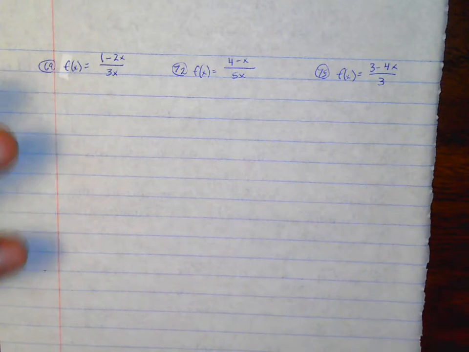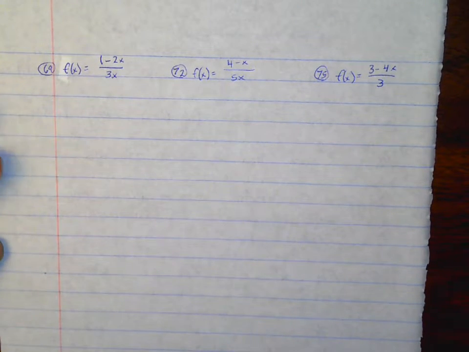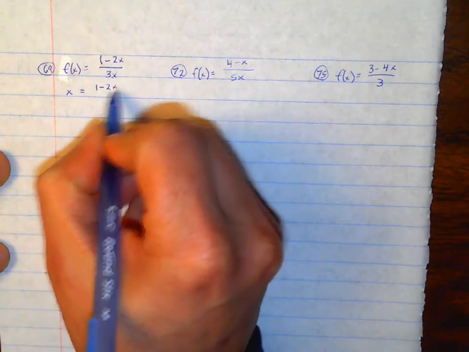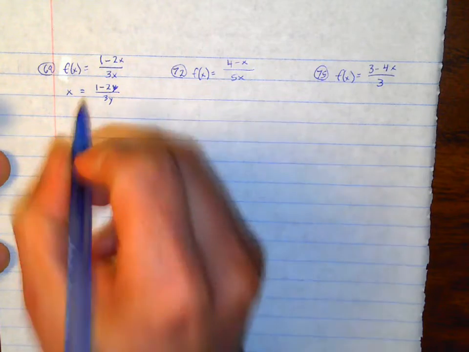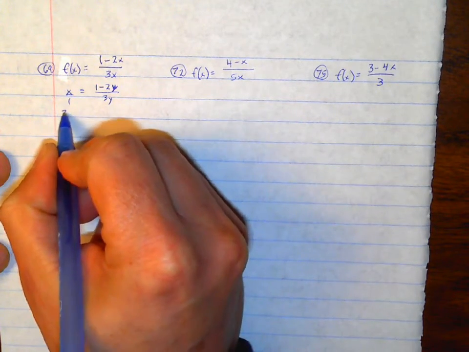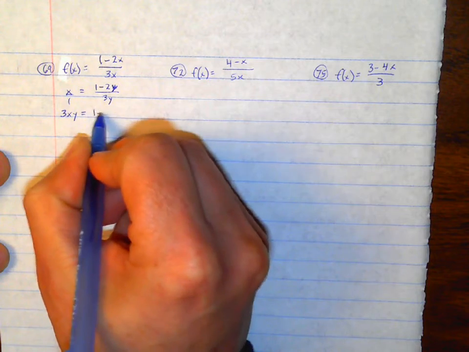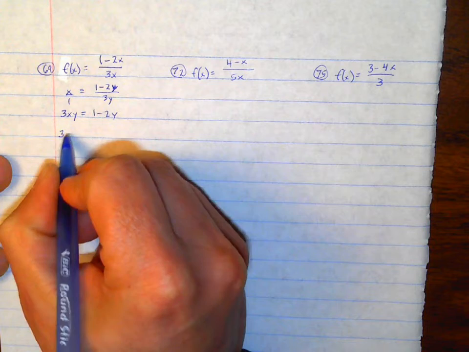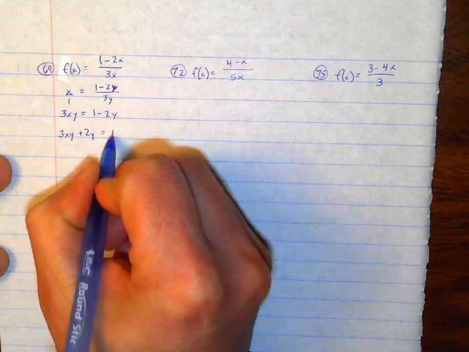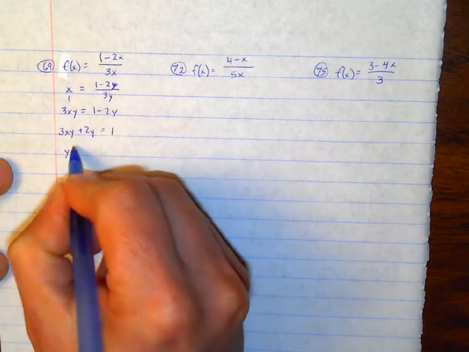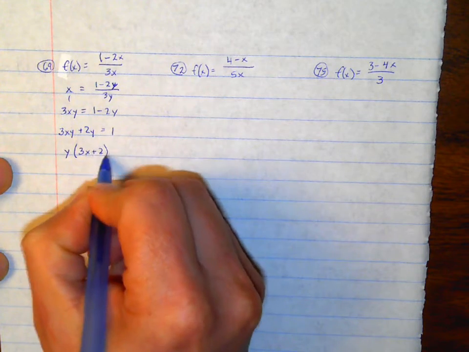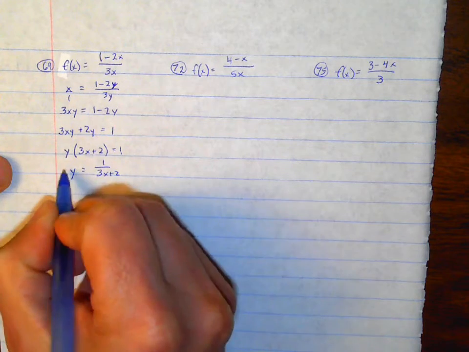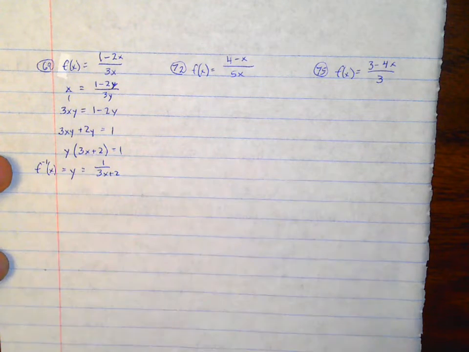Okay, these problems here only ask us, it tells us it's already 1-to-1, and it says just find the inverse. Okay, so all we got to do is switch and solve. Okay, so if I cross multiply here, I have 3xy is equal to 1 minus 2y. Okay, I'm going to get the y's on the same side. So 3xy plus 2y is equal to 1. I can now factor out the y. And I can divide by this now. Okay, so there is my f inverse of x.